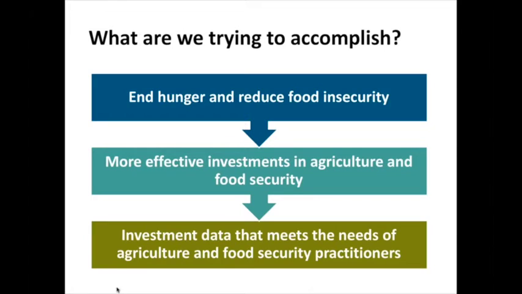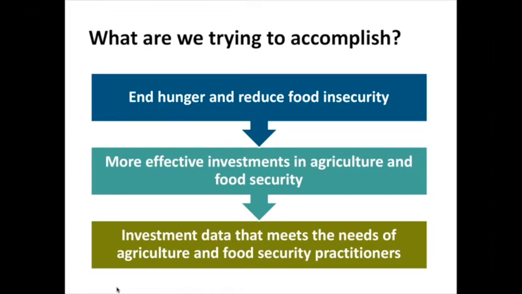So before we jump into the discussions, like I said, I wanted to give you a quick overview of the project. And overall, what the Open Ag Funding Initiative is trying to do is to, big picture, end hunger and reduce food insecurity. And the way that we want to go about this is to make sure that the investments we're making in this sector are more effective. So we believe that access to comprehensive, comparable, timely information is essential to improving decision-making around investments and to increasing accountability for resources spent in this sector.